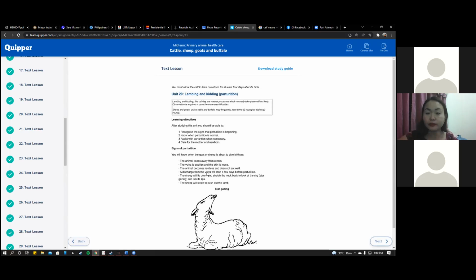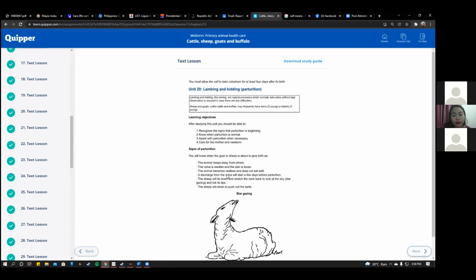So these are the learning objectives. After studying this unit, you should be able to recognize the signs that parturition is beginning, know when parturition is normal, assist with parturition when necessary, and care for the mother and newborn.